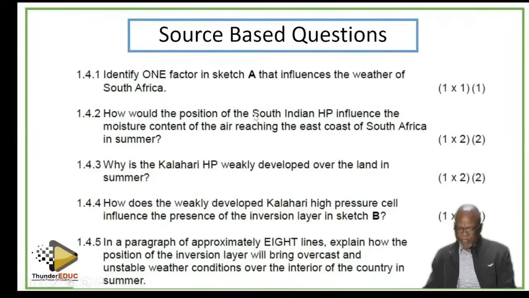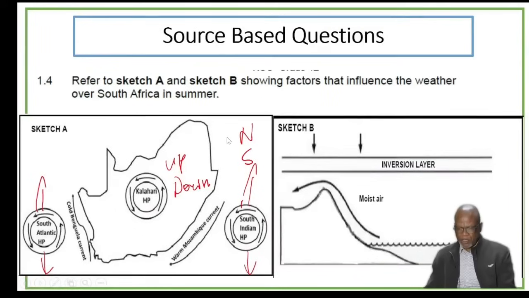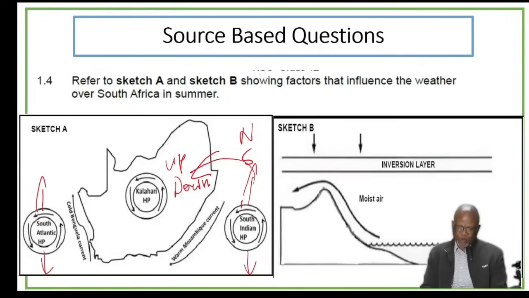how would the position of the South Indian high pressure influence the moisture content of the air reaching the east coast of South Africa in summer? So what does it mean now? It means during summer, the South Indian high pressure is further south, and therefore is going to allow warm west air to enter the interior, and this warm west air in the interior will condense because it's going to rise and cool. After condensing, it's going to result in cloud, and the clouds will result in precipitation.